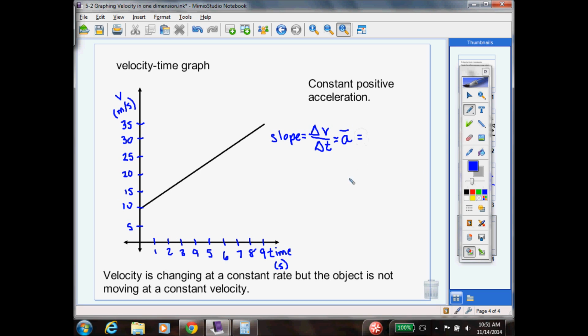Say that one more time. Just like the slope in a DT graph gave you velocity, the slope on a VT graph is going to give you acceleration. So it's a change in velocity compared to a change in time. It's V1 minus V0 over T1 minus T0. This equals A bar, which means average acceleration.